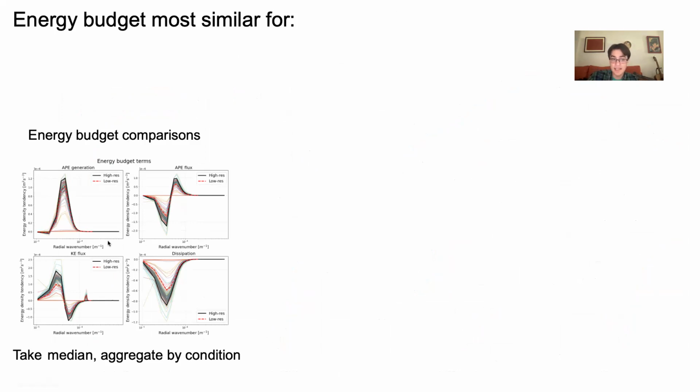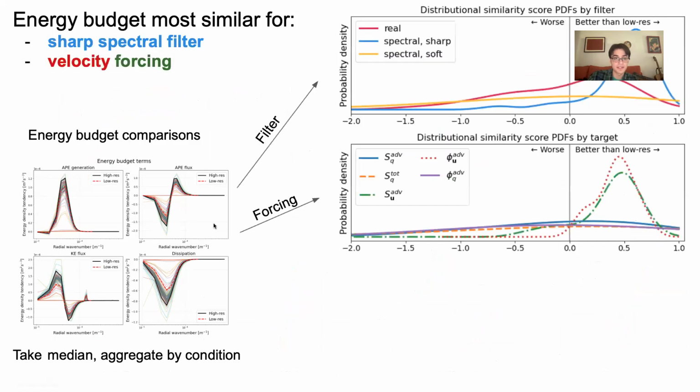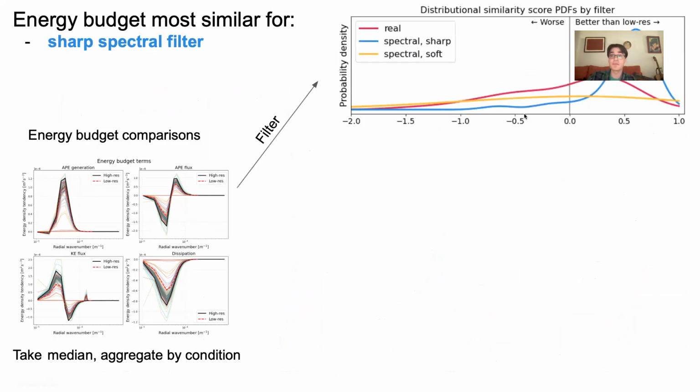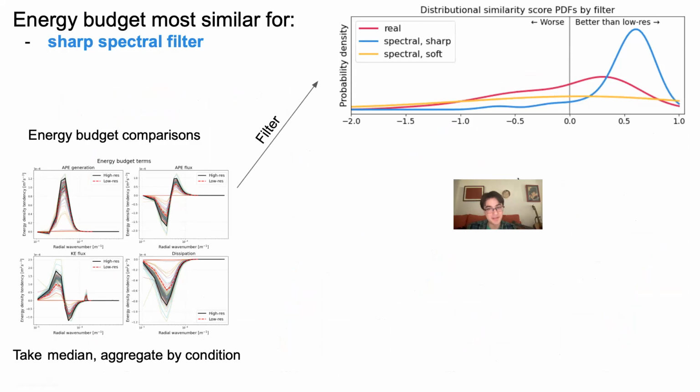We're going to take a median and aggregate them by condition. So this is going to show you a distribution. We're going to do a probability distribution of our own results now, rather than the physical quantities. And so we're going to look at the similarity scores that we get for different design choices. In this case, we're looking at the similarity scores we get for distributional similarity. I think I have the label here wrong.